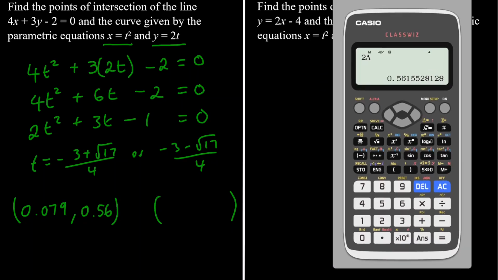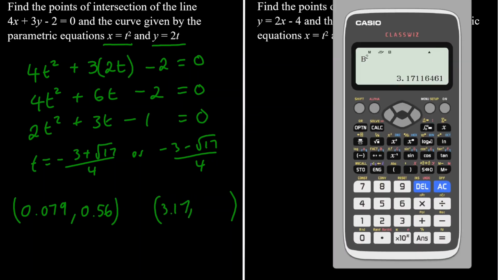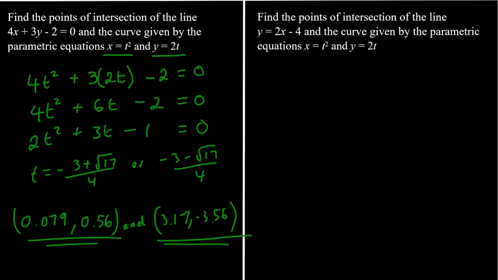Second one, so we want -3 minus root 17 over 4 squared for x, which is 3.17. And 2b, which is -3.56. So they are the 2 points of intersection. One for you to try. Pause the video and give it a go.